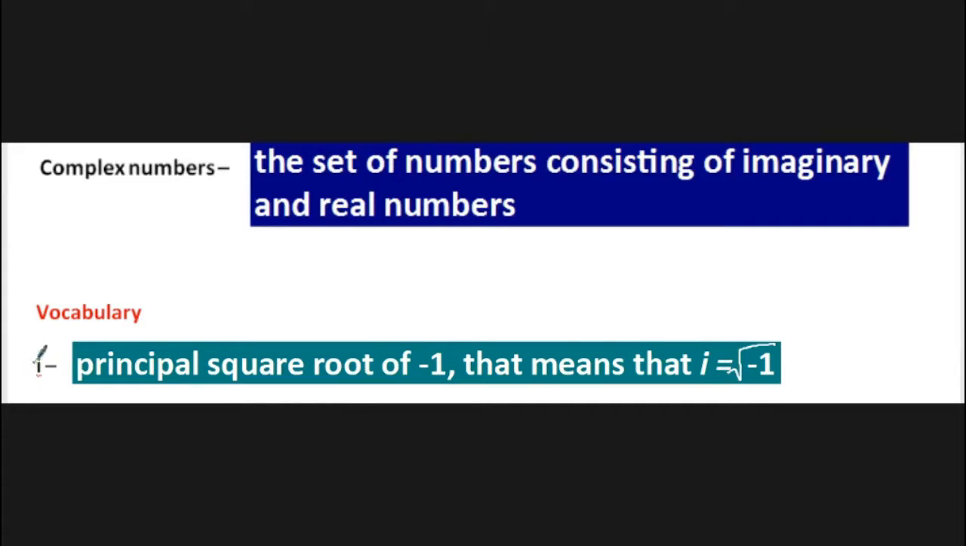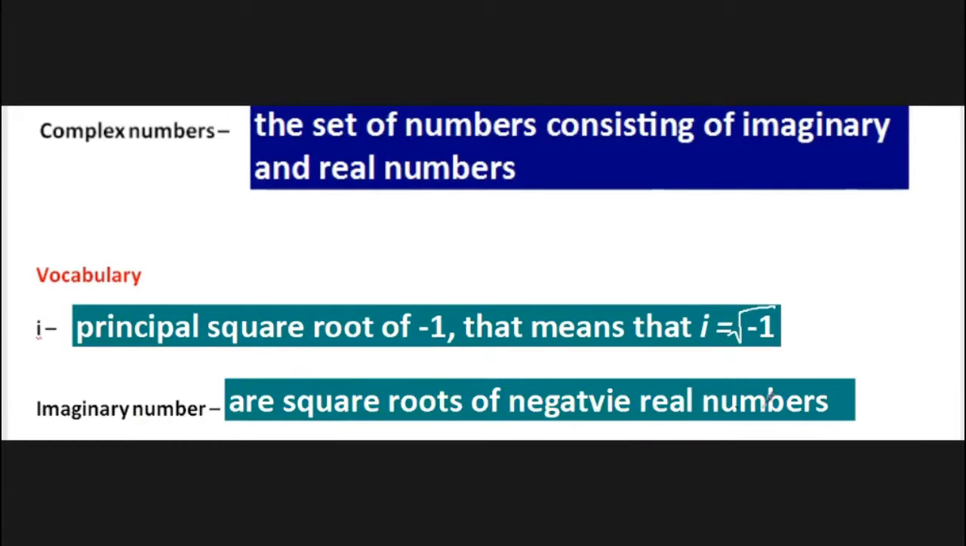So in math, i is representative of a number. Imaginary numbers are any numbers that have a negative square root.